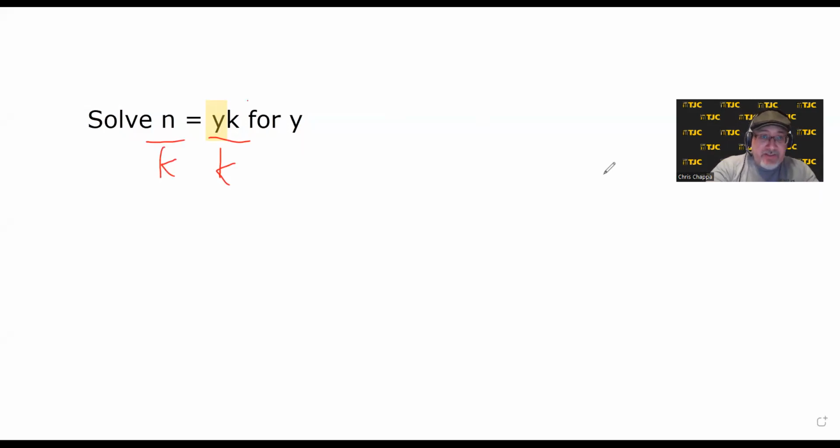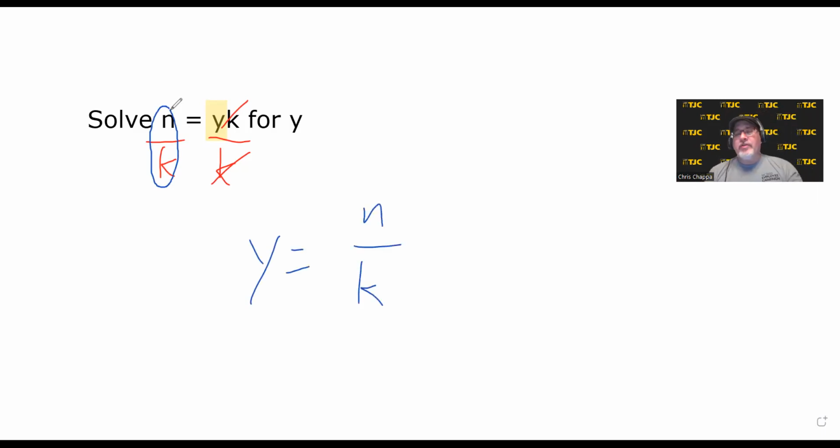And the result of that is that the k's cancel. Technically, k divided by k is 1. Then the right side becomes 1 times y, which is equal to y. But the net result is the k's cancel. And what we're left with on the other side is what y is equal to. So we end up with y equals n over k.